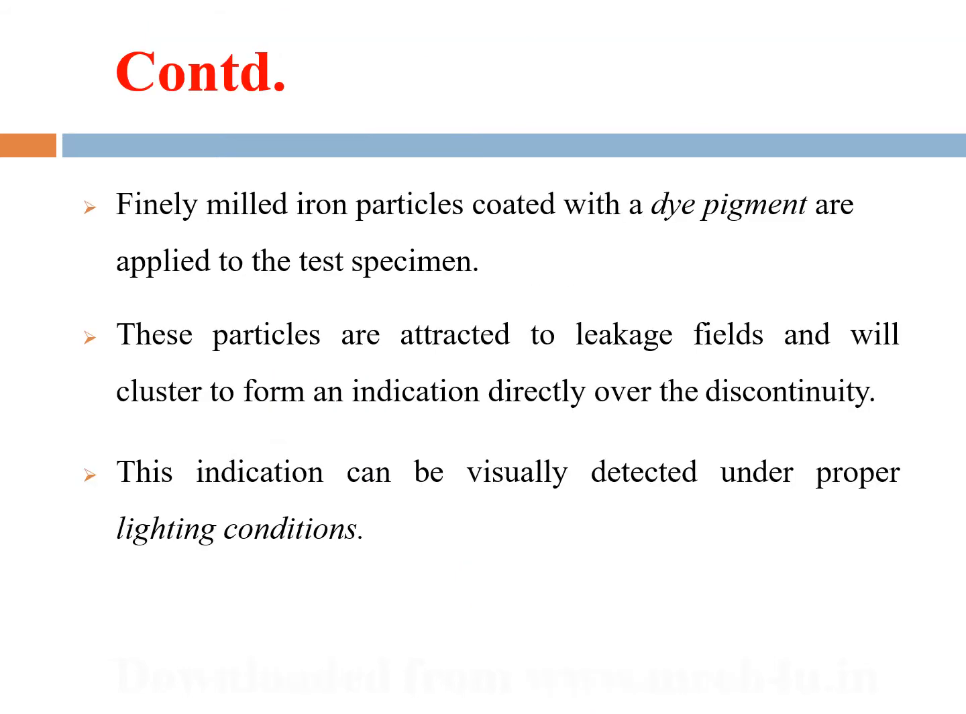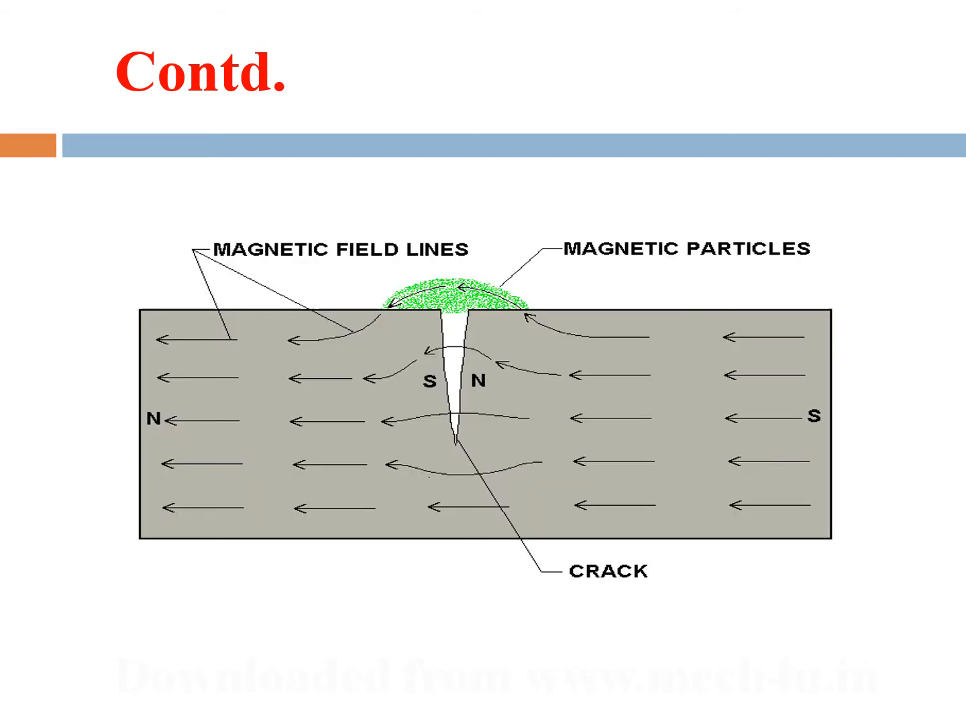Now, in order to detect this leakage, finely milled iron particles coated with a dye pigment are applied to the test specimen. When these particles fall on the material after it has been magnetized, they are attracted to leakage fields and form clusters. These clusters help in identifying the discontinuity. These clusters will be visible under proper lighting conditions. This is what is being shown here.